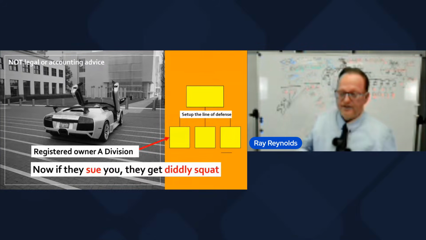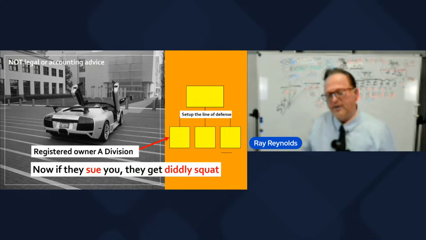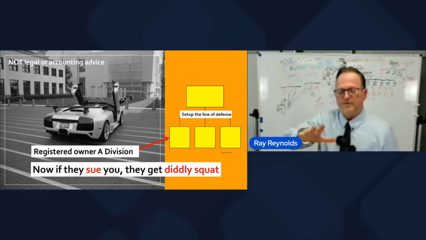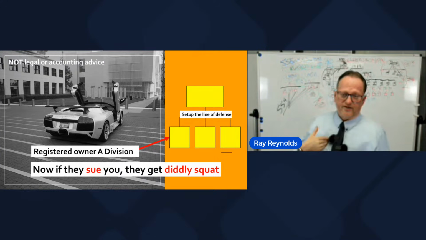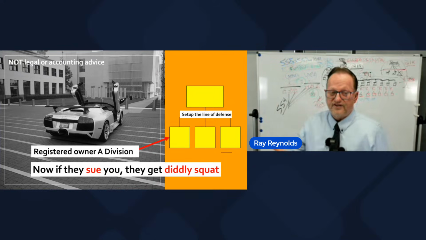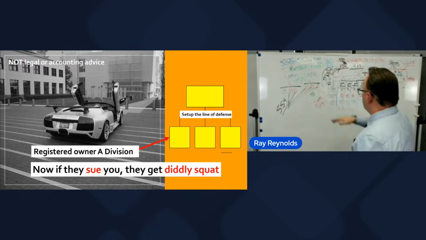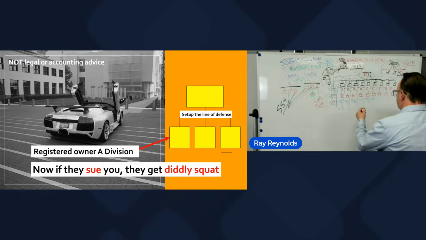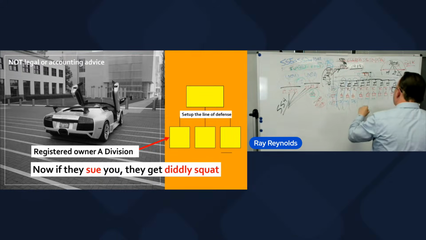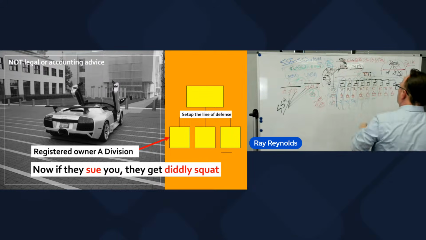That makes no sense. But if somebody bumps into the car, what happens? They would sue the registered owner, which is not going to be me. I'm not stupid enough to be registered on a car. I don't think we're stupid. I think we're doing stupid. You understand the difference? So the registered owner of that Lamborghini is one of these divisions. Why? Because I can disconnect, isolate, incorporate.